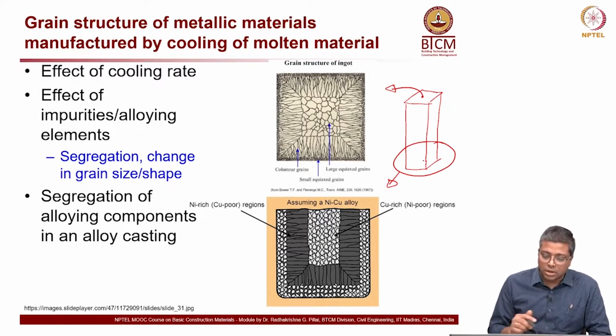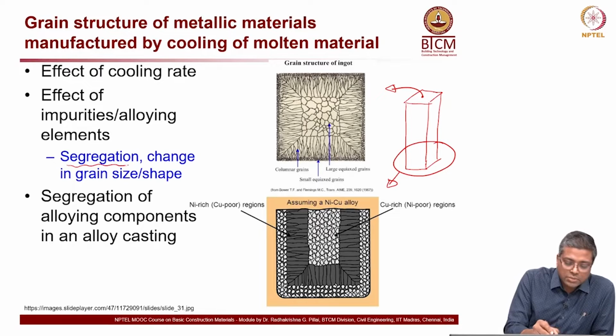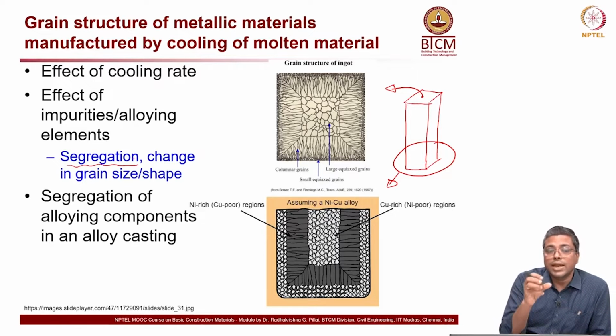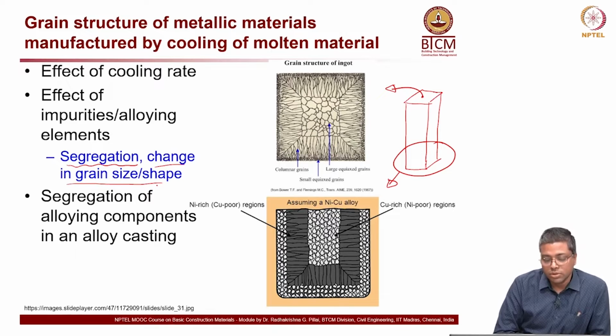Now, the image is collected from the literature. It says nickel copper alloy, but it is not necessarily that one; I am just using this as an example. Now, the effect of cooling rate and the effect of impurities in the case of alloys: because of these temperature changes, there is a possibility of segregation between the elements present in the molten material. Okay. And that will also induce some change in the grain size and shape.